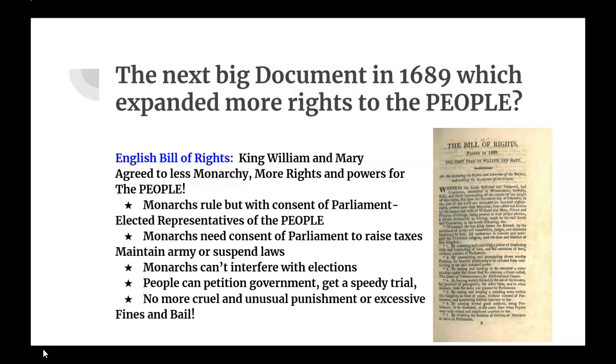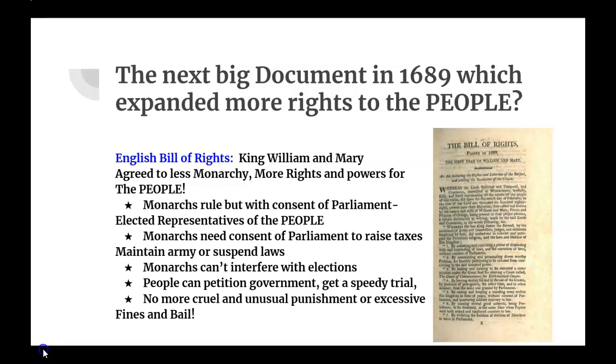Let's take a look at some of the rights listed under this document. First, monarchs rule, but with the consent of Parliament, meaning elected representatives of the people. Monarchs need consent of Parliament to raise taxes, maintain an army, or suspend laws. Monarchs can't interfere with elections. People can petition the government and get a speedy trial, and no more cruel and unusual punishment or excessive fines and bail.